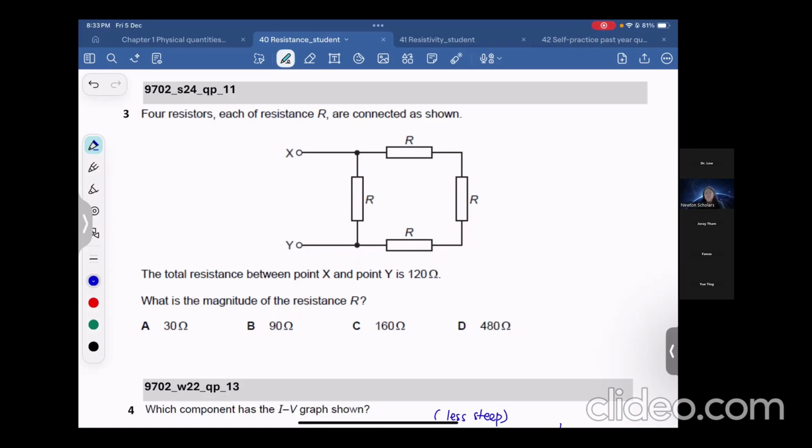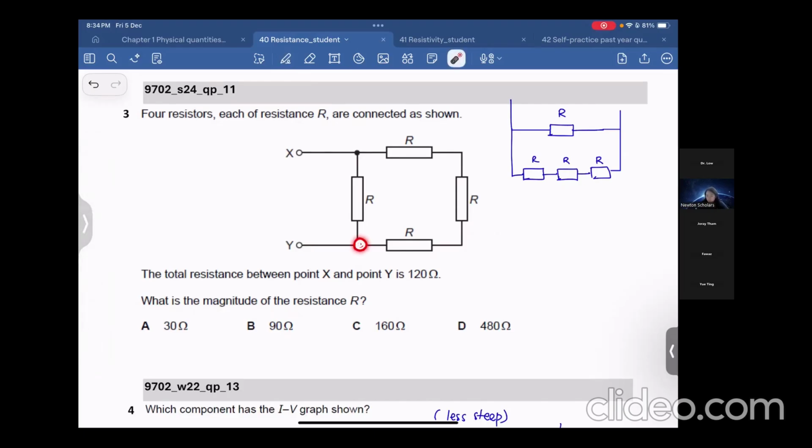Rasan, correct. Only one person got the answer? How about the rest of you? Oshini, correct.